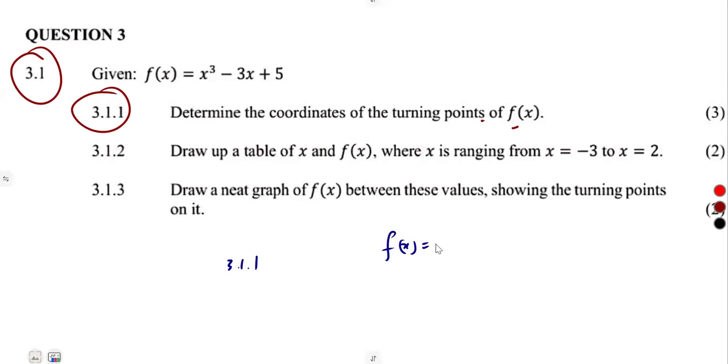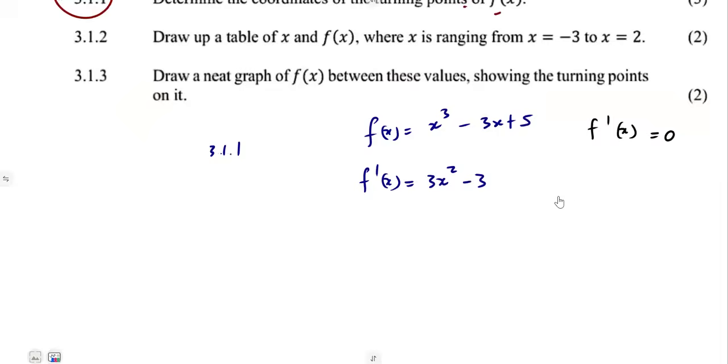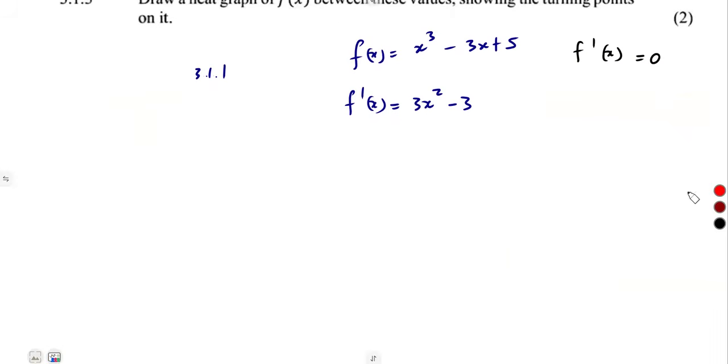Given our f of x, which is x cubed minus 3x plus 5, the turning points occur on a condition where the first derivative is equal to 0. So you are going to need the first derivative from here. Drop the power, that's 3x squared, and subtract 1. This is going to give us minus 3. That's a constant, which is 0 there. So by considering this condition, it simply means 3x squared minus 3 must be equal to 0.